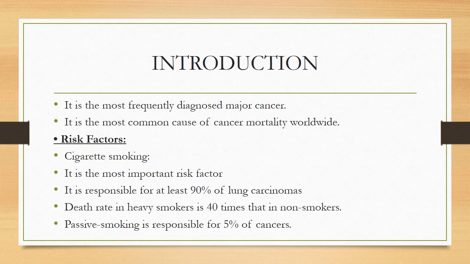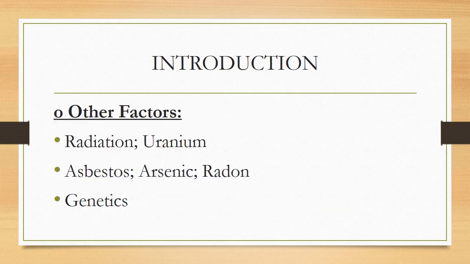So the risk factors for lung cancer are cigarette smoking, which is the most important risk factor and responsible for at least 90% of lung carcinomas. The death rate in heavy smokers is 40 times that in non-smokers, and passive smoking is responsible for 5% of cases. Other factors include radiation, uranium, asbestos, arsenic, radon, and obviously genetics.